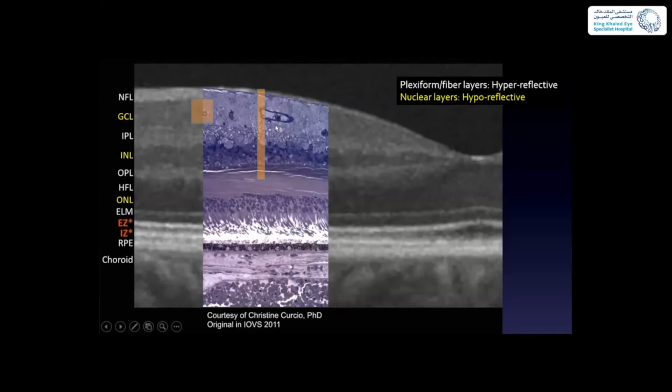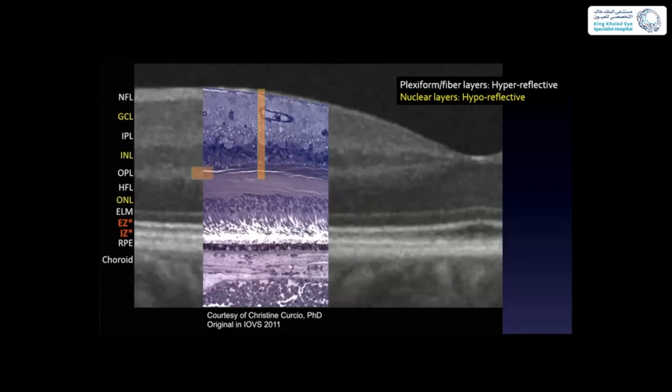followed by the ganglion cell layer that harbors the nuclei of the ganglion cells, followed by the inner plexiform layer, which is a hyperreflective layer since it's a fiber layer, and then followed by the inner nuclear layer, which harbors all the nuclei of the cells present in the retina, with the exception of the photoreceptors and the ganglion cells.